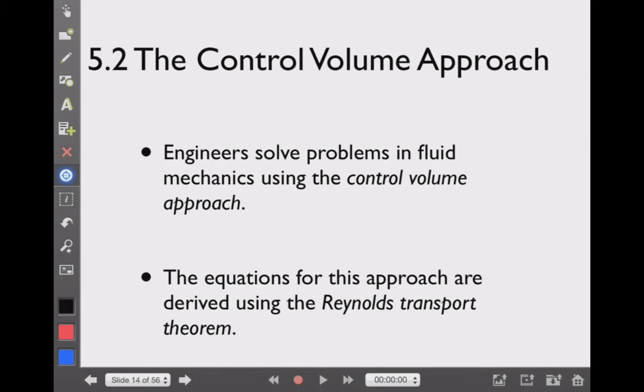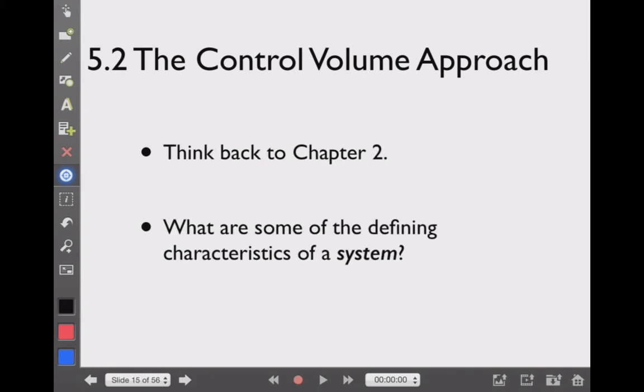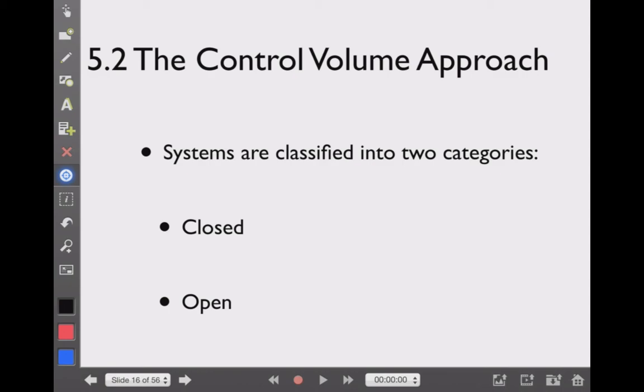Remember that we can express a system in terms of either Lagrangian or Eulerian, and they're equivalent. It's just that in many cases in fluid mechanics, the Eulerian approach is going to be easier for solving the problems. So think back to Chapter 2. What are some of the defining characteristics of a system? Systems are classified into two categories, closed and open.